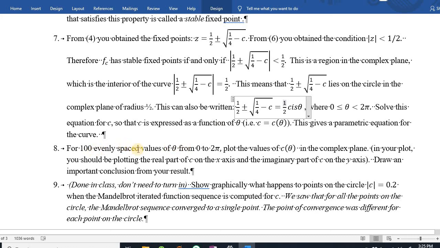It says for 100 evenly spaced values of theta from 0 to 2 pi, plot the values of c of theta. That c of theta is obtained up here. So notice in your plot, you should be plotting the real part of c on the x-axis and the imaginary part of c on the y-axis. Okay, so theta is not on the x-axis, it's the real part of c that's on the x-axis. Now take a look at the shape that you obtain and try to draw some conclusion. And you can make your conclusion as a comment in your code.